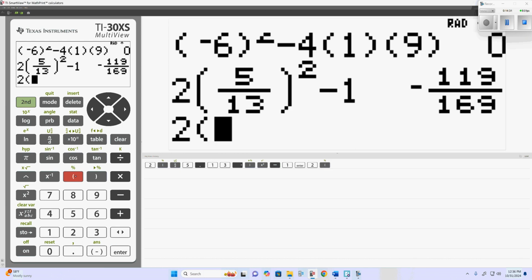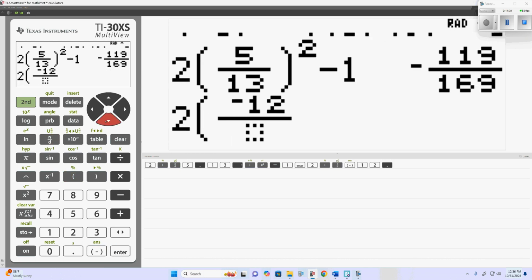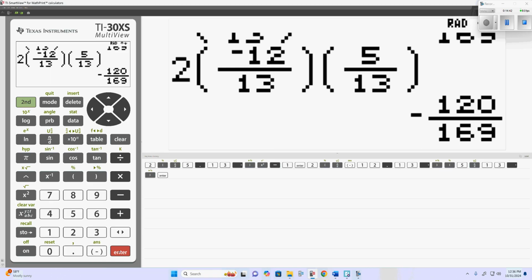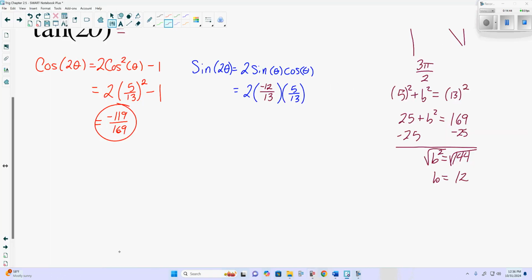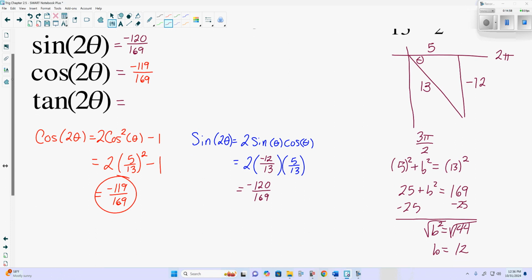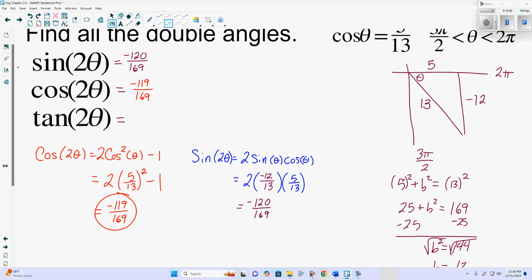So in the calculator, we're going to do 2 times negative 12 over 13 times 5/13, which is negative 120 over negative 169. Questions on any of this here so far?